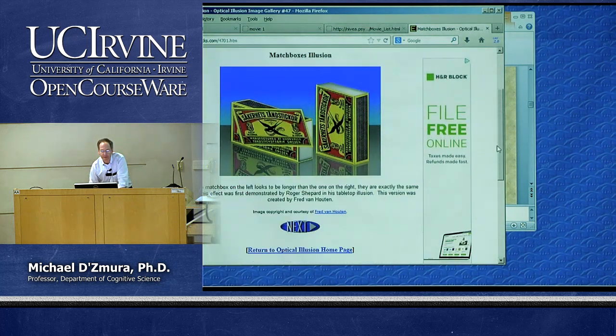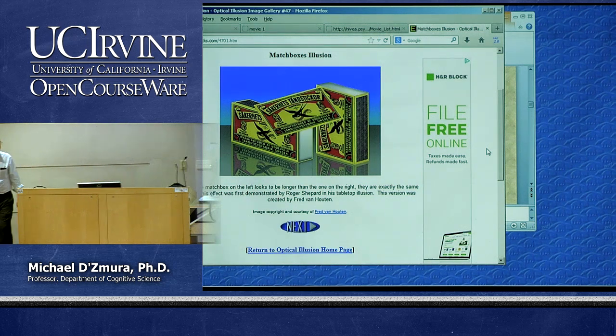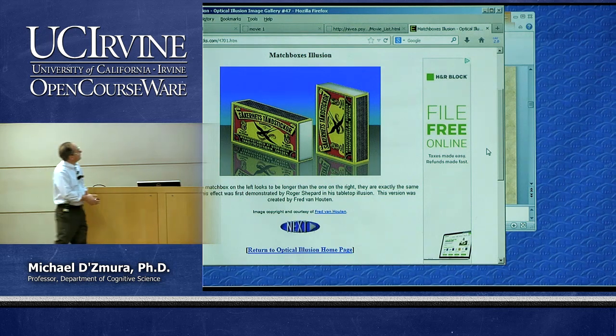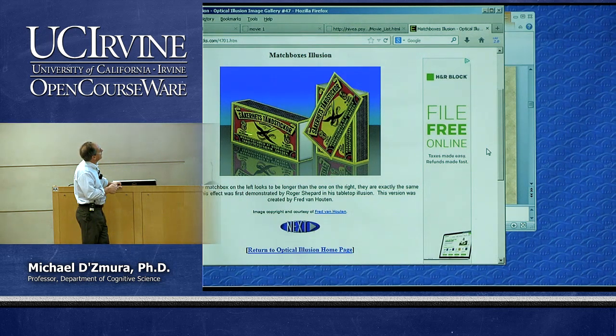Matchbox illusion. There we go. So this is actually showing that we have two matchboxes, and the top of the matchbox is now the tabletop. And I hope you'll agree that the matchbox on the left appears longer than this one on the right.